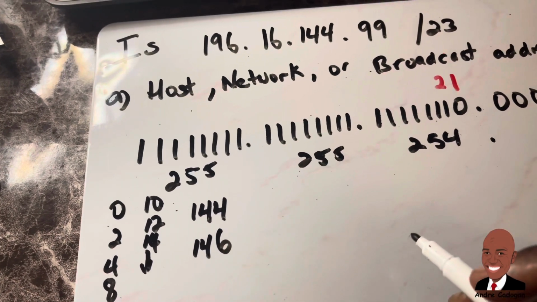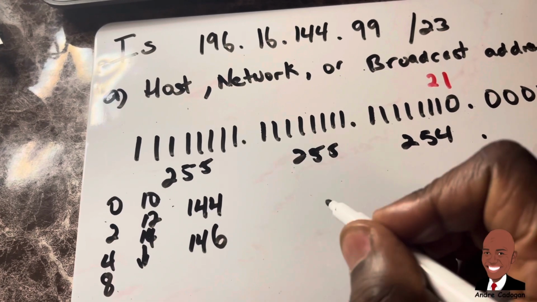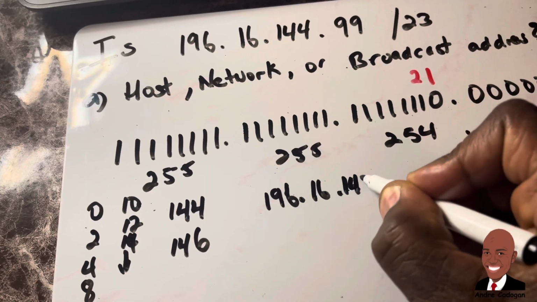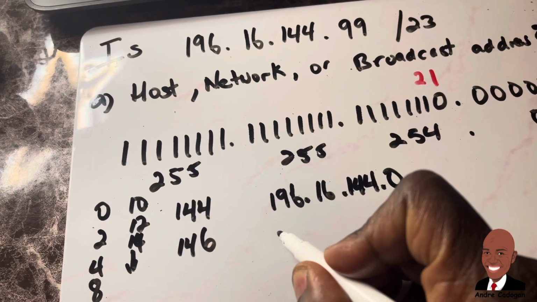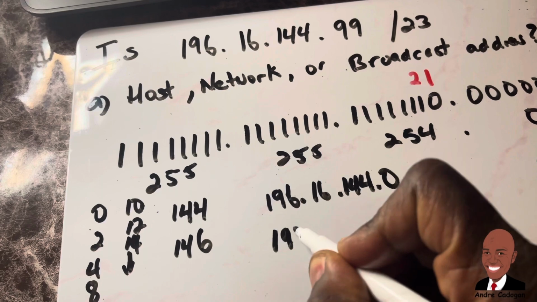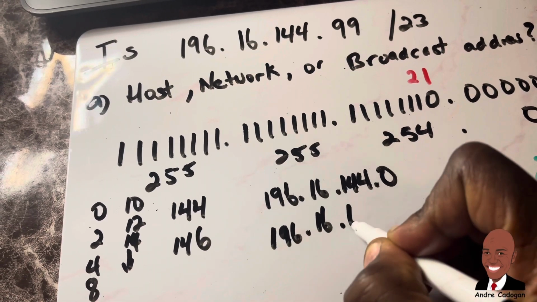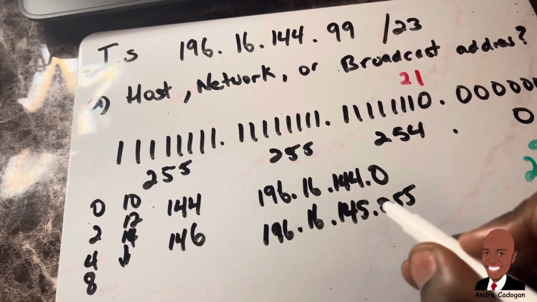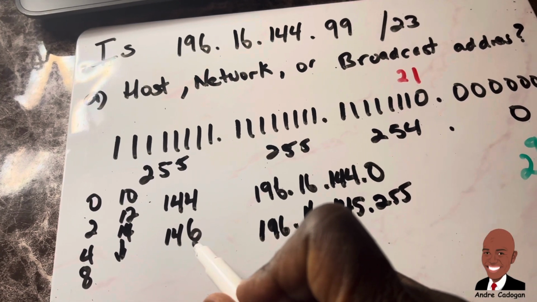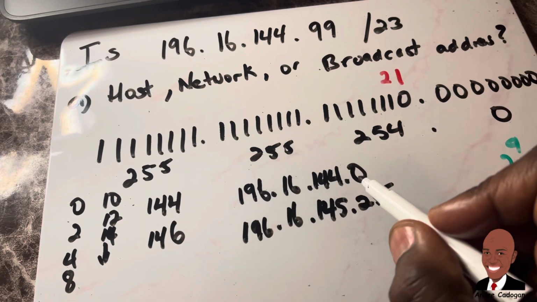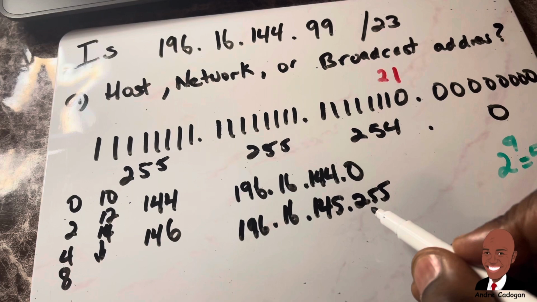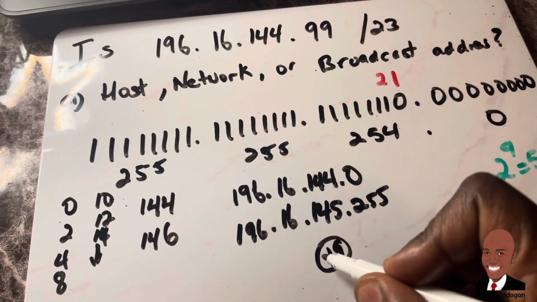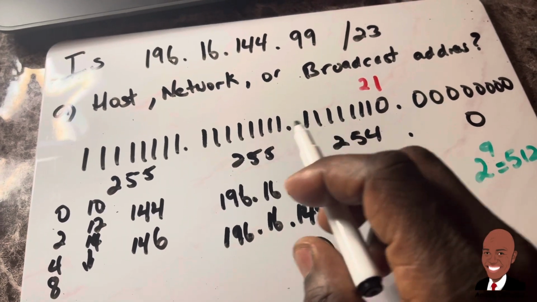All right, so we know that the network is 144, so we know the broadcast address for this network would be 196.16.144.0, and we'll go all the way up to 196.16.145.255. You understand? Because the next address would be 146.0, which will be the next network address, the next subnet I should say. So we're going from 144.0, which will be the network address, and the broadcast address will be 255. So basically, we can identify that 99 here is considered a usable host. All right, my bad, 99 here is considered a usable host on this particular network.